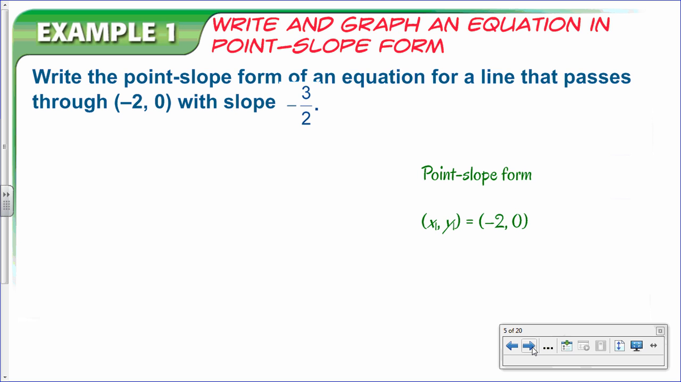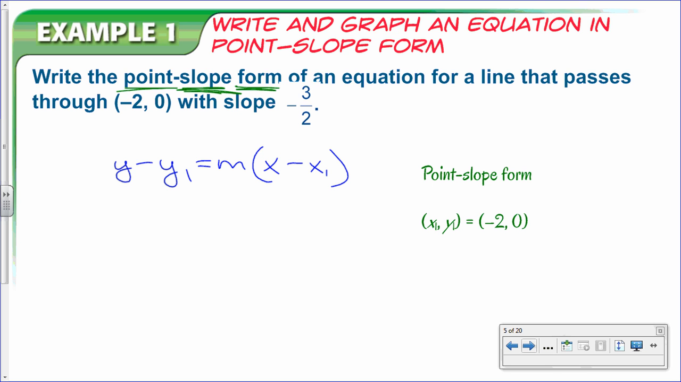Okay, look at example 1. Write the point slope form equation for a line that passes through (-2, 0) with a slope of -2. Okay, now here's the biggest mistake that everybody makes. What form is it asking me to write it in? Okay, so circle that, highlight it. I've got to put it in point slope form. Okay, so I'm going to start out with y equals what? y minus y1 equals m times x minus x1. Good.